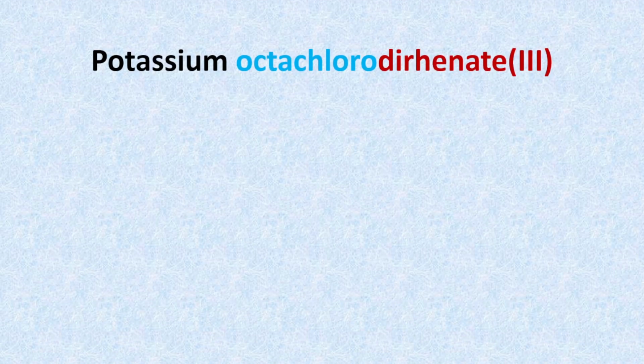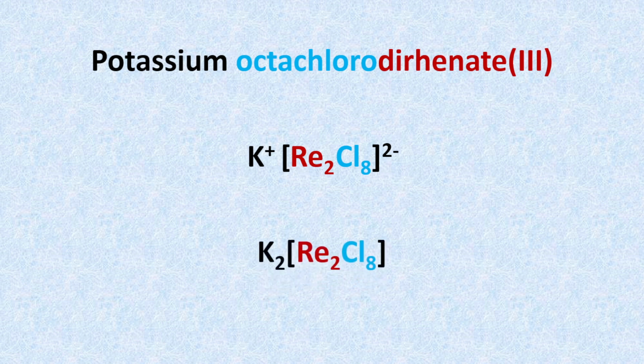This complex has 8 chloride ions and 2 rhenate. This means rhenium is a part of an anionic coordination sphere and has +3 oxidation state. Also, the coordination sphere will acquire 2 negative charges, and there is a potassium outside the coordination sphere. Now balance it using the crisscross method to get the final chemical formula.